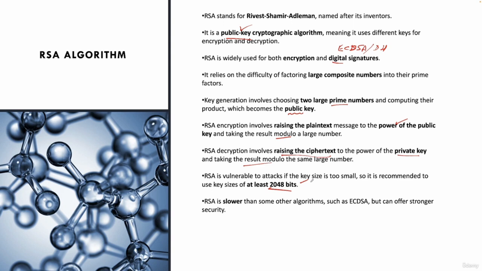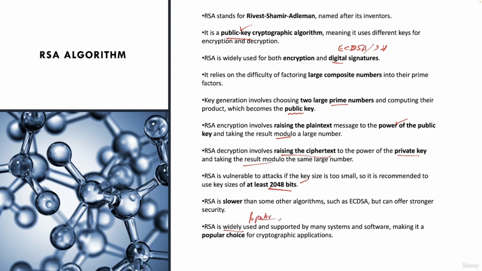So yes, RSA is slower, but there are other algorithms that have come up. And RSA, even with the problems we talked about, is still really widely used. As I told you, it's a very popular algorithm, still supported by many systems and software, and it is the popular choice for cryptographic applications. So a lot of applications still utilize RSA for several use cases.